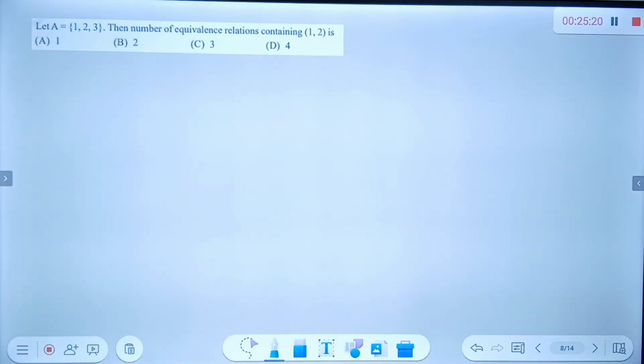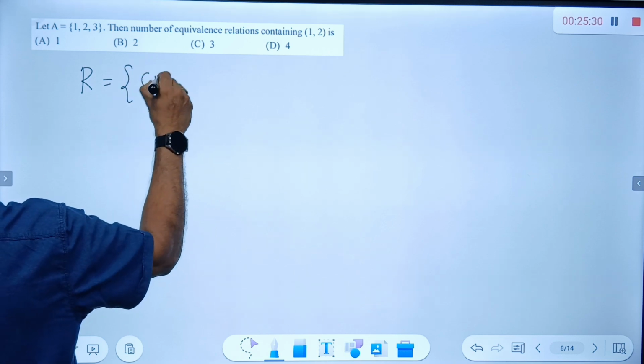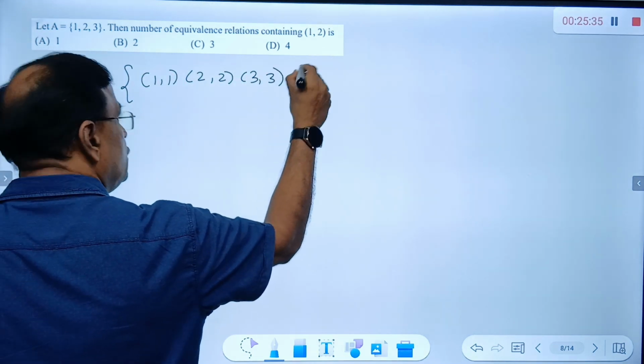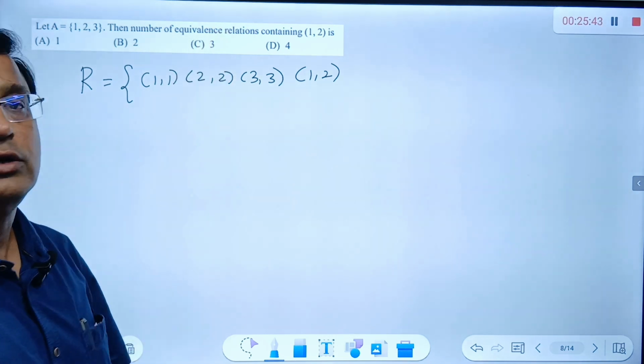This is again an NCERT question. A is 1, 2, 3. Find the equivalence relation containing 1 comma 2. So what is R? Definitely you should have 1 comma 1, 2 comma 2, 3 comma 3, and 1 comma 2. Why should I have 1 comma 2? I should have 1 comma 2 because according to the question.